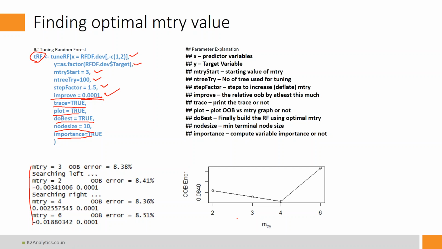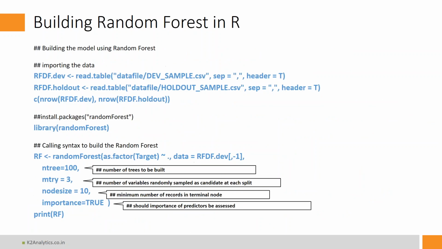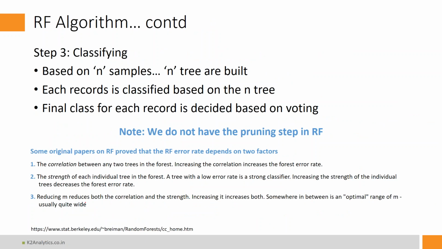Please understand, optimal is a range. If you recollect, reducing M reduces both the correlation and the strength. Increasing it increases both. Somewhere in between is an optimal range. Optimal is not a one-point value, it is a range of M. As such, don't feel that you're getting a different output in each iteration. The value will be in a certain range, and any value you take in that range is optimal.